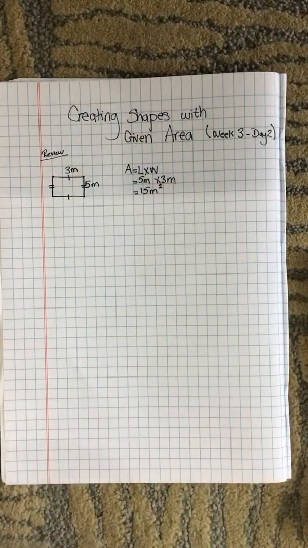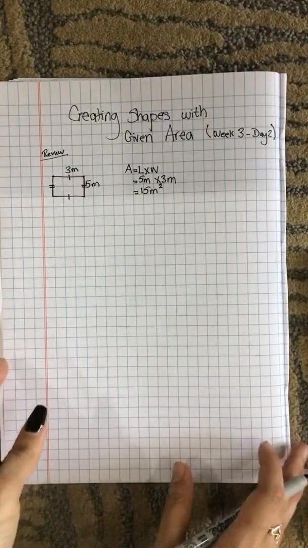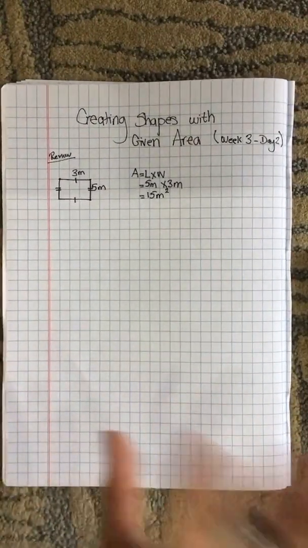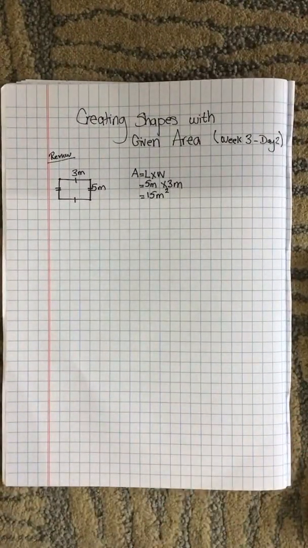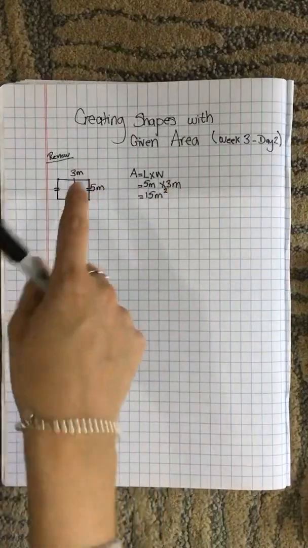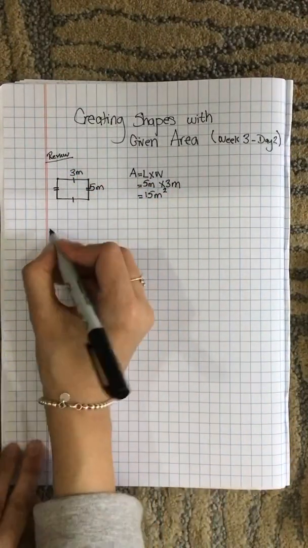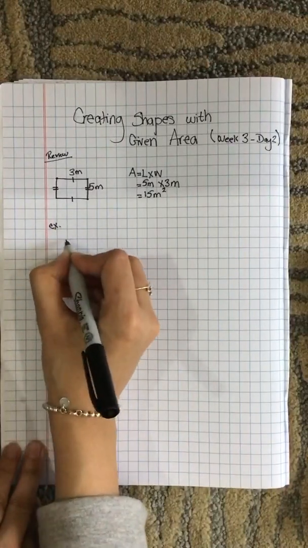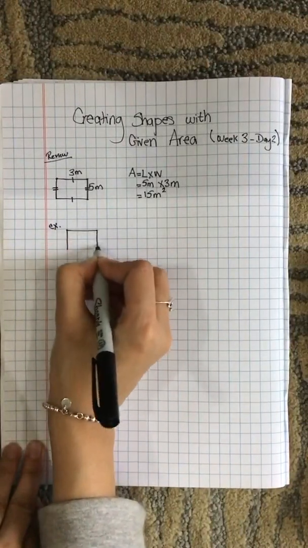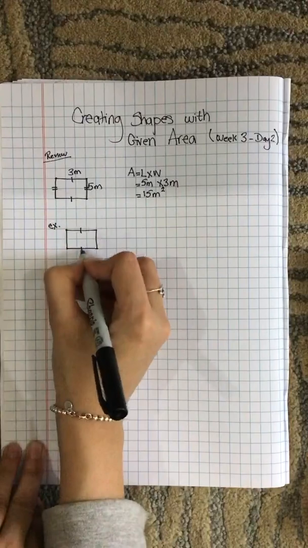That is very, very old. This should be very obvious to you. You should be thinking, yep, I know that. Let's go. Okay, now we're going to just switch it. I don't know the lengths, but I do have the area. So example 1. Again, let's draw a shape. I've been given this shape. These two have to be the same.